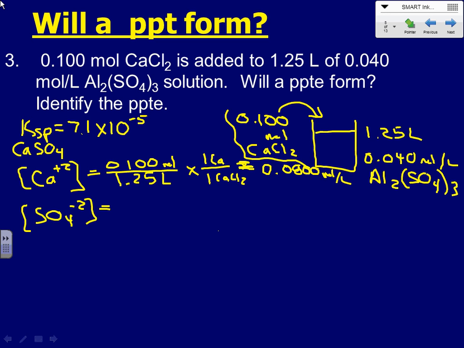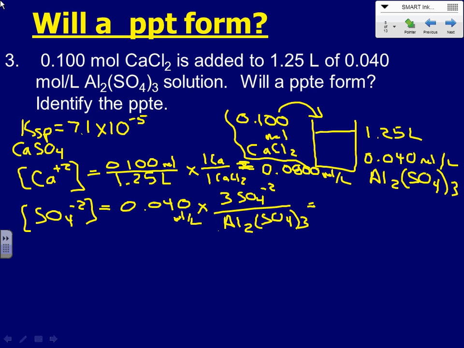What am I doing here? How am I going to get the sulfate ions? Yeah, what do you got? 0.04 times, sorry? No, it's not 1 over 1, but you're right. We've already got the concentration, moles per liter, but I need the sulfates out of the aluminum sulfate. 3 over 1. 3 SO4 2 minus for every 1 aluminum, Al2(SO4)3.